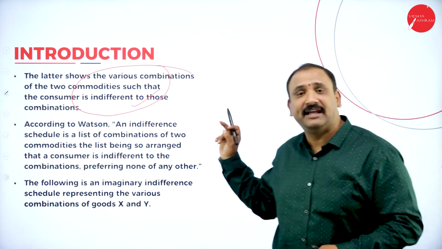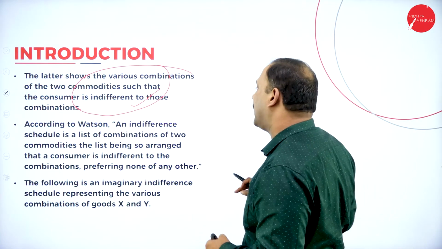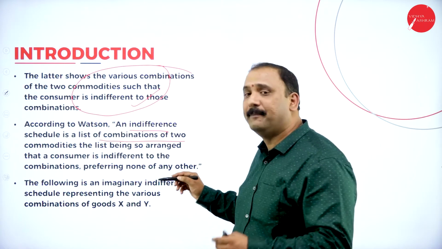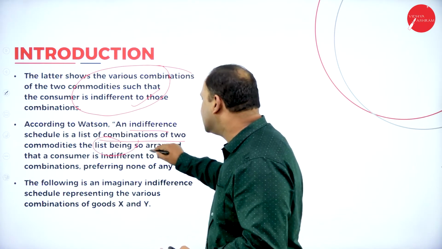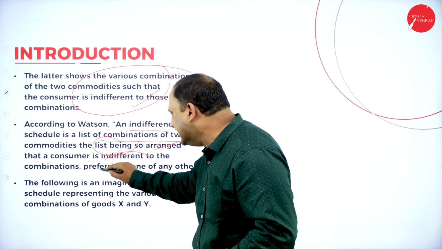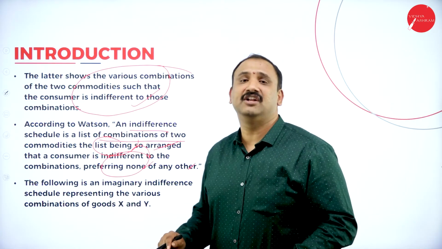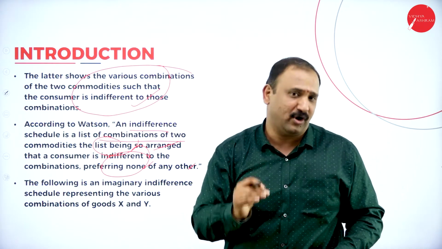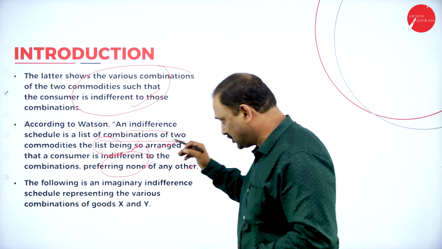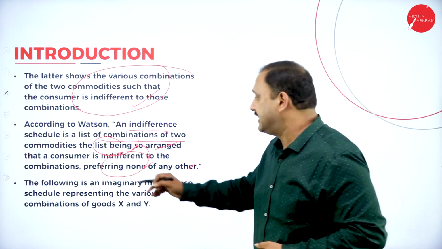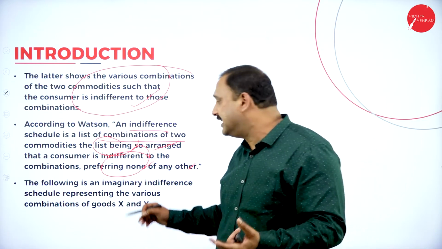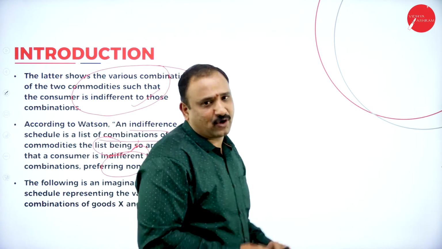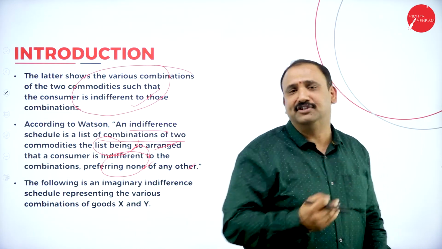Now, that is very, very important. That is extremely important. Why? Because according to Watson, an indifference schedule is a list of combinations of two commodities, the list being so arranged that a consumer is indifferent to the combinations, preferring none of the others. Just look at the statement. A list of combinations of two commodities, the list being so well arranged that a consumer is indifferent to the combinations, preferring none or any of the others, which means that he sticks to that priority. And that's the most fantastic part of consumer behavior.